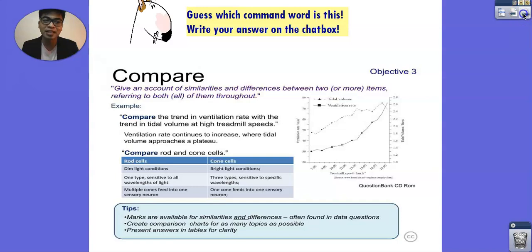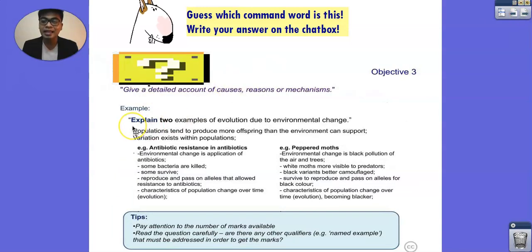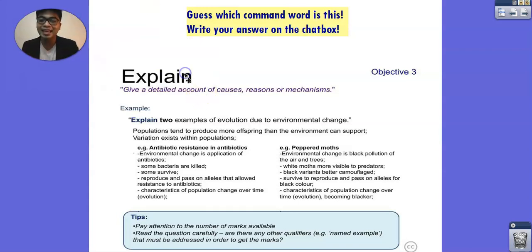Alright, so let's proceed to the last one. Give a detailed account of causes, reasons, or mechanisms. So the word here is detailed account. That means you need to give much further knowledge about a certain cause, a certain reason, or a certain mechanism, and this is explanation.